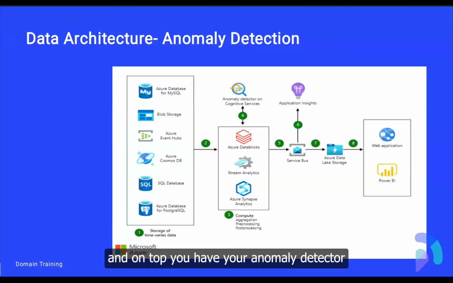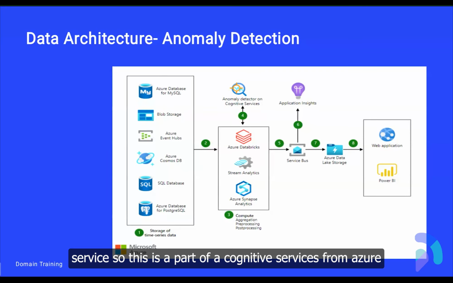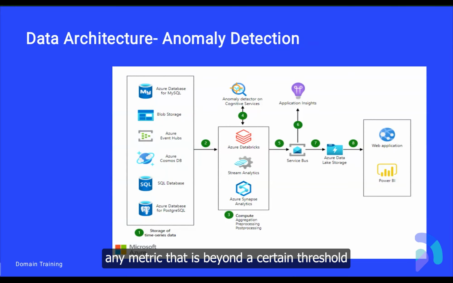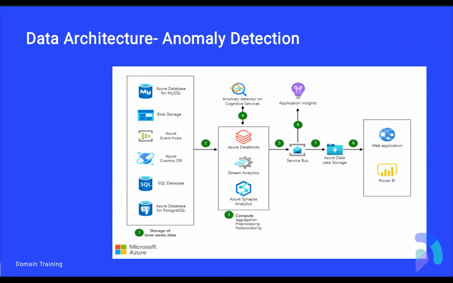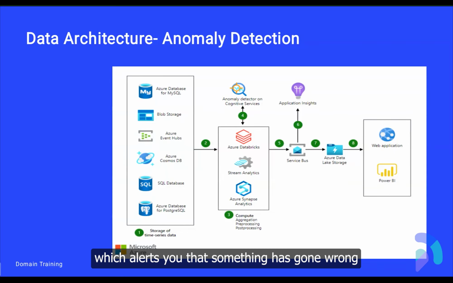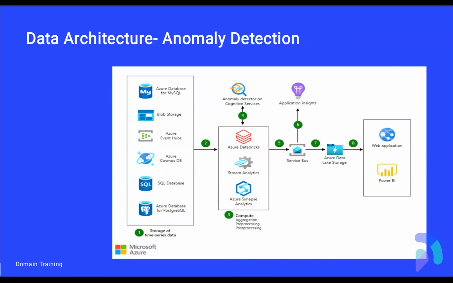And on top, you have your anomaly detector service. This is part of the Cognitive Services from Azure. Any metric that is beyond a certain threshold, right? Normally you have certain thresholds, and immediately if a threshold is breached, you have an anomaly detector which alerts you that something has gone wrong.